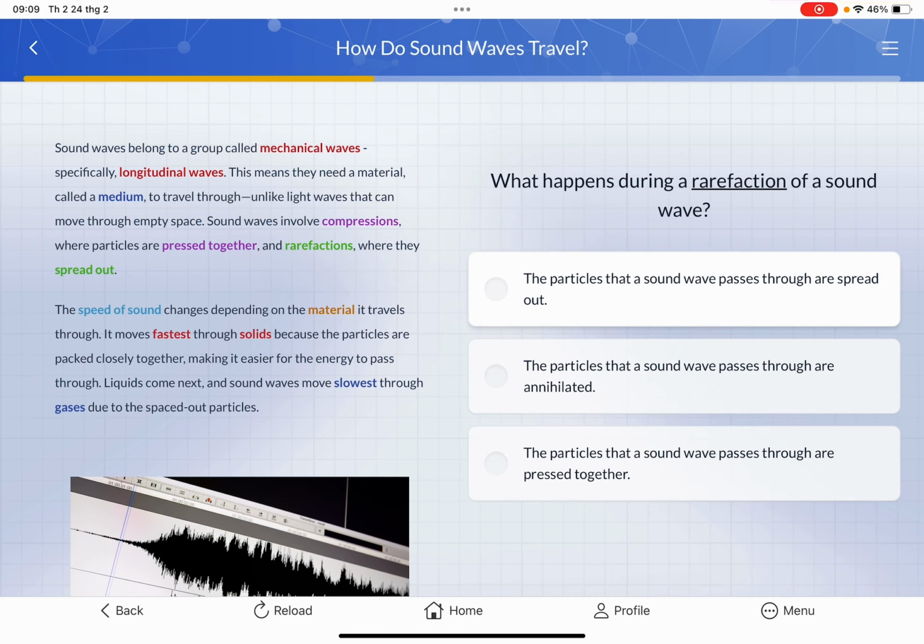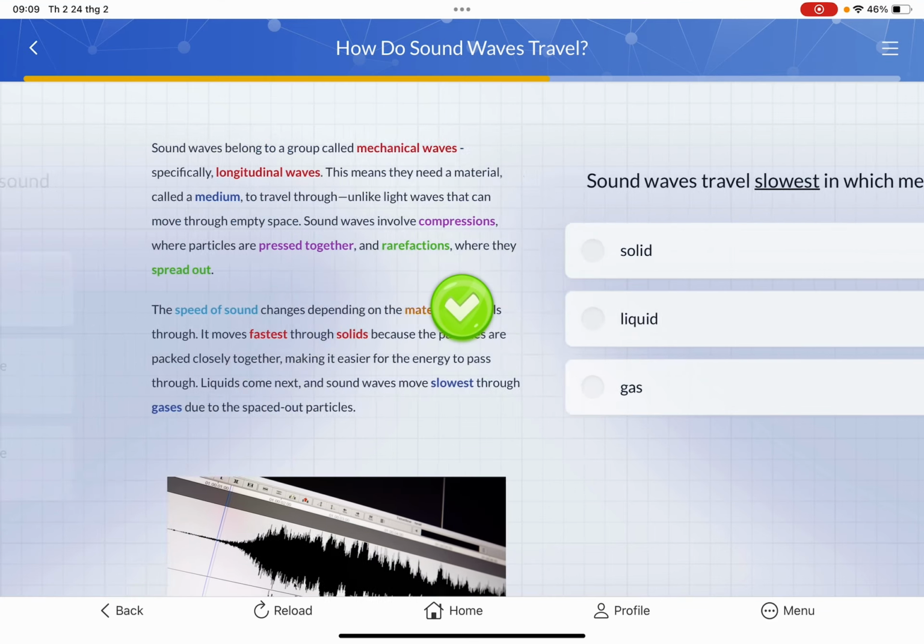What happens during a rarefaction of a sound wave? Well, the particles are not compressed together, so it is definitely not compression. A rarefaction is where they spread out. So when the particles travel through a rarefaction, they are just spreading out.